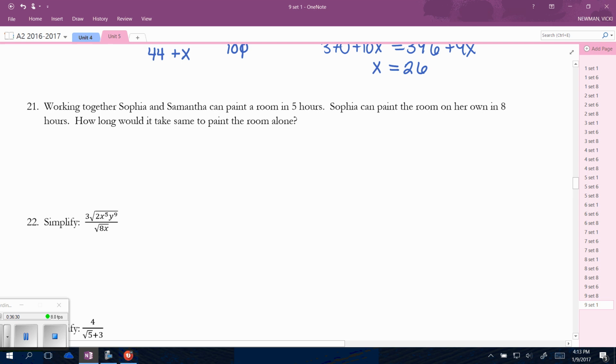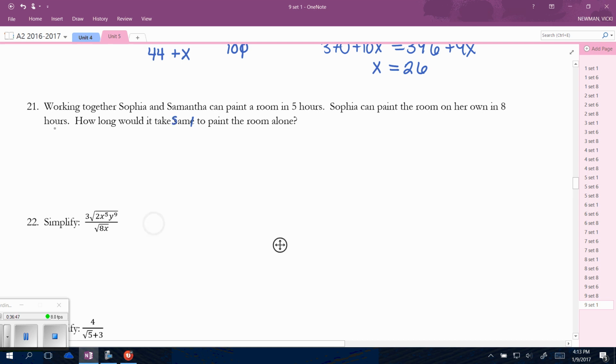Working together, Sophia and Samantha can paint a room in 5 hours. Sophia can paint the room on her own in 8 hours. How long would it take Sam to paint the room alone? Okay, let's give her a capital first of all.